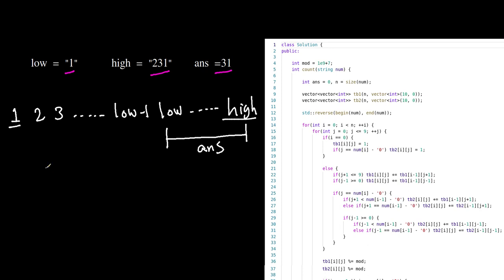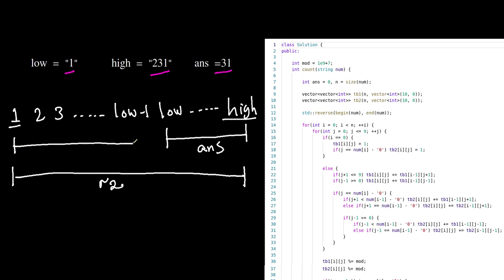Now to find this, let's find the solution for numbers between 1 and high and call it result 2, or R2, and let's find the solution for all numbers between 1 and low minus 1. Let's call it R1. Now if we subtract R1 from R2, this whole segment minus this segment will give us this one, which is the answer.